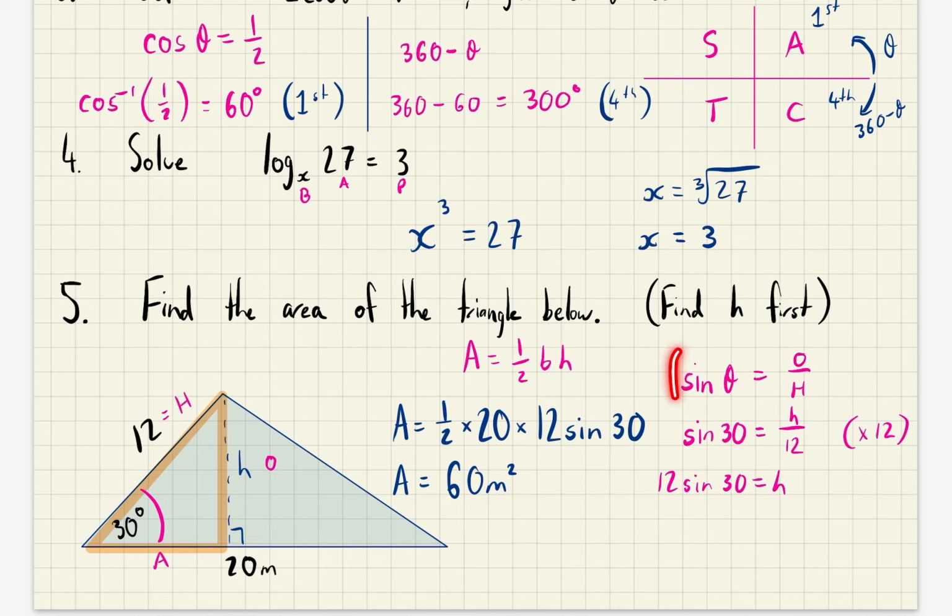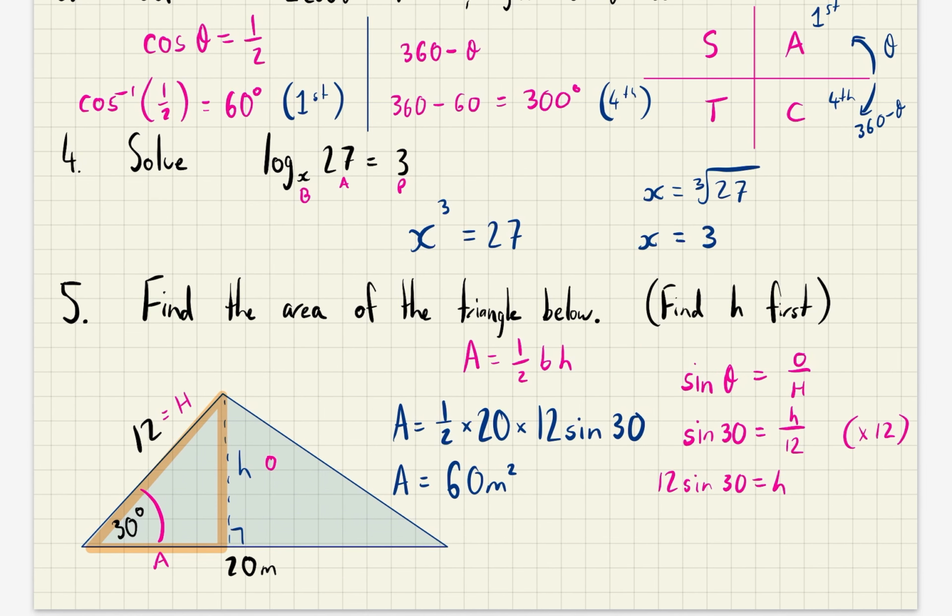So for sine theta, we're going to do opposite over hypotenuse. The angle is 30 degrees. The opposite is h for the height, and the hypotenuse is 12. We want to get h on its own, so we're going to times both sides by 12, and we get 12 sine 30. So instead of just figuring out what that is, I'm going to replace h in our formula here. So we've got our half. Our base is 20, so that's our whole base there. The height of the triangle is then 12 sine 30, and you type that all into your calculator and you get 60 meters.